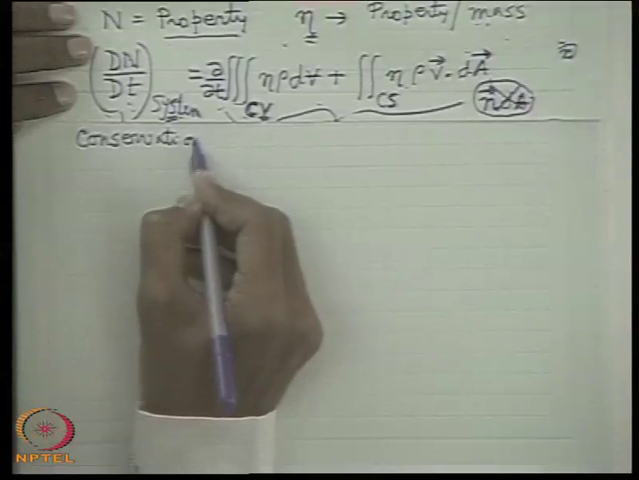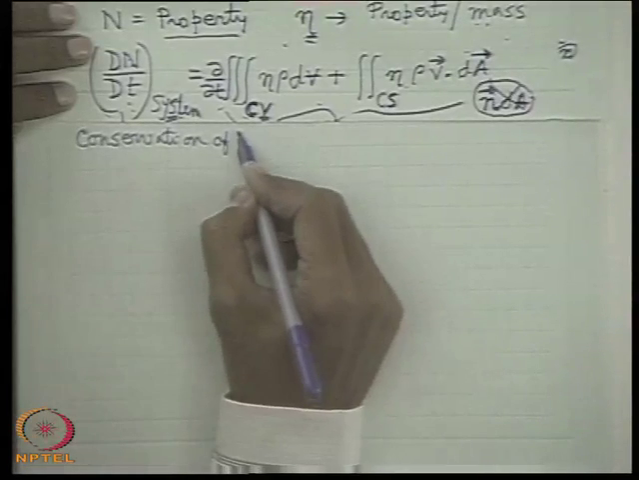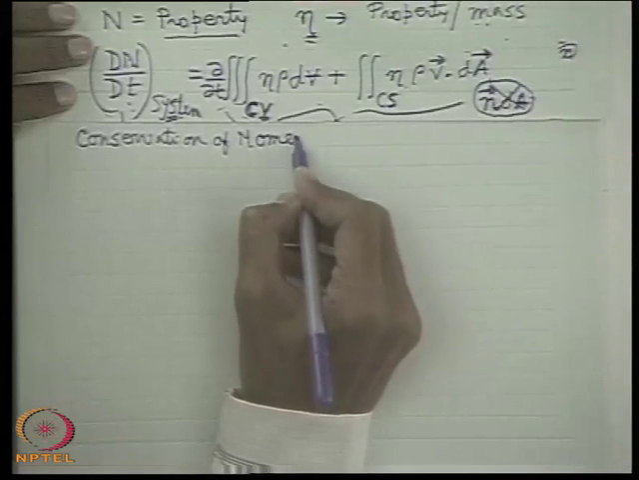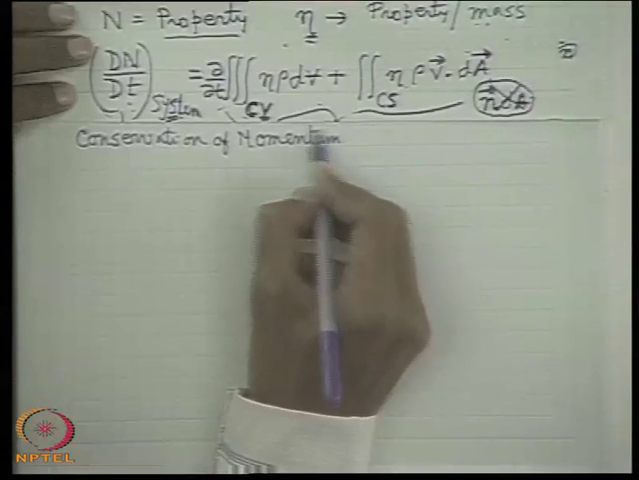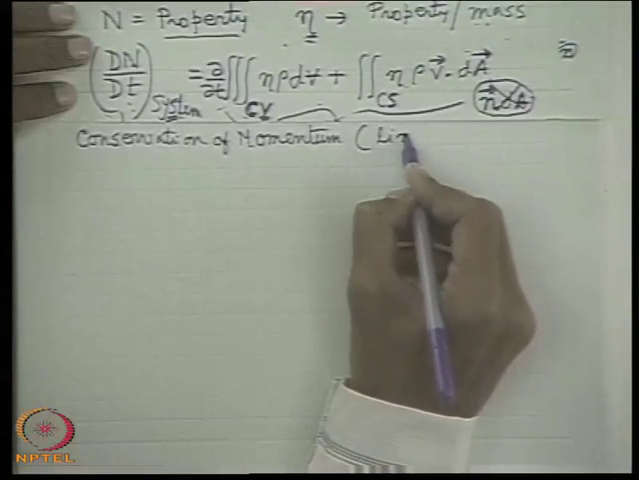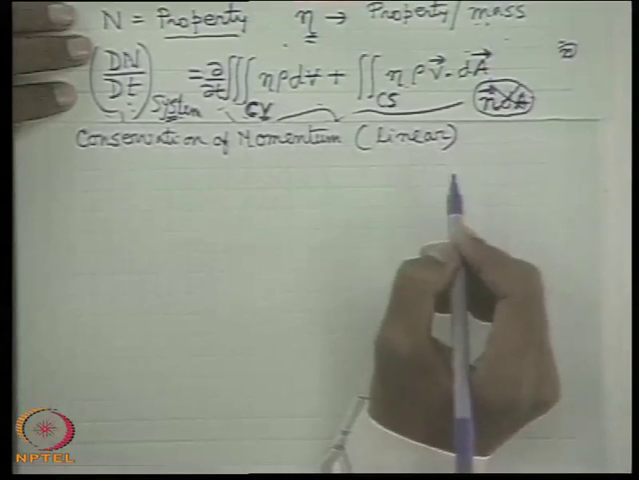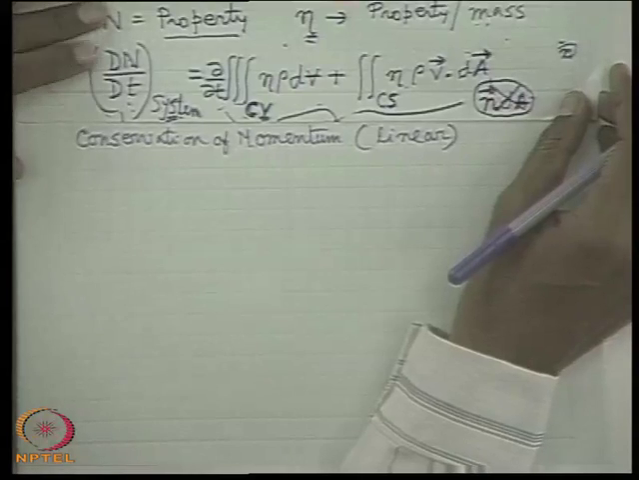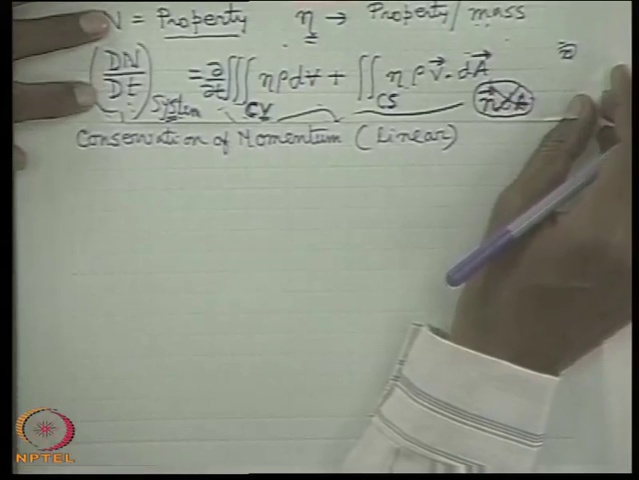Conservation of momentum. You know, momentum may be linear or angular. Let us consider the linear momentum. Conservation of linear momentum, as we have done for Euler's equation, that is the conservation of linear momentum.